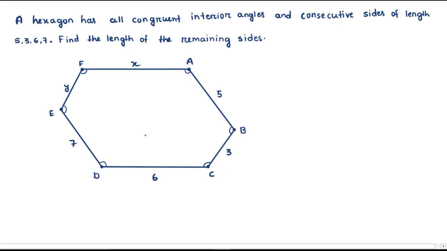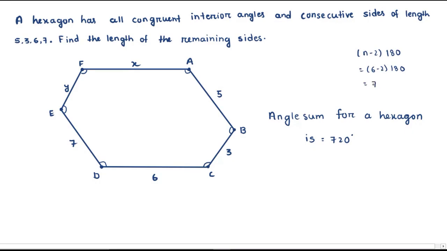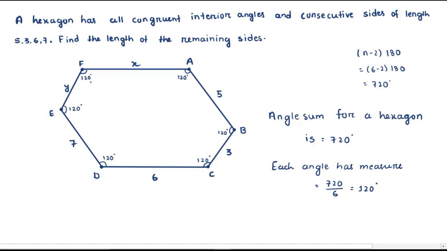Furthermore, we know all of these angles are congruent. Previously we saw that the sum of all the interior angles of a hexagon is 720 degrees, which you can calculate from the standard formula for any polygon. But the fact that each of these angles is congruent tells us that each angle measures 720 divided by 6, that is 120 degrees. So I will go ahead and label those angles as 120 degrees in our diagram. That's actually going to be helpful.